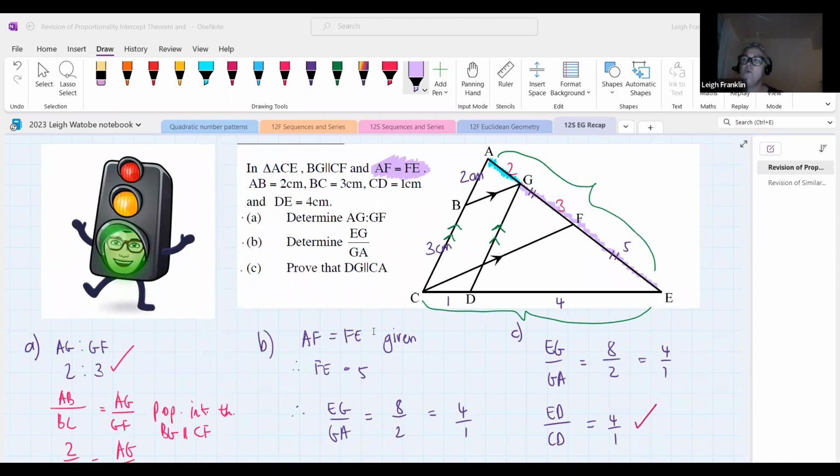If they want the ratio, they'll ask it in a sense like they did with question A here, where they say AG is to GF, or like Eric mentioned earlier, they can also ask it as a fraction. So EG over GA means they're looking for a ratio. If they said to us determine AG, then they want the length of AG.